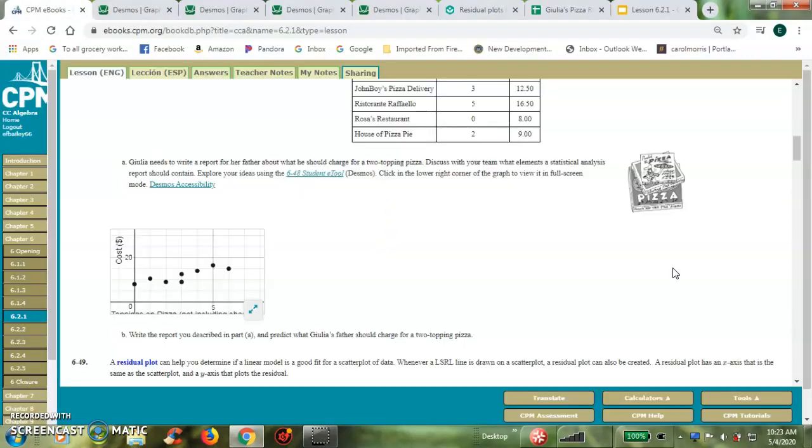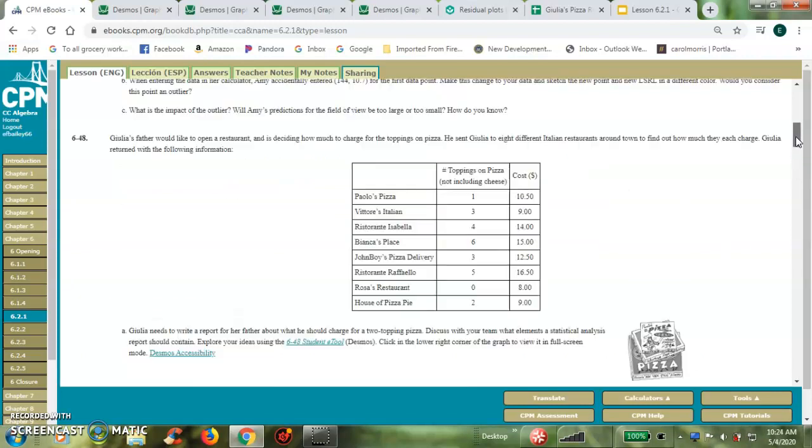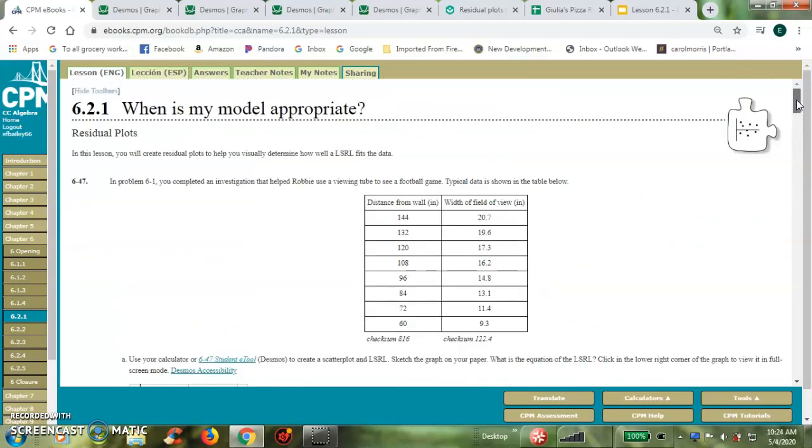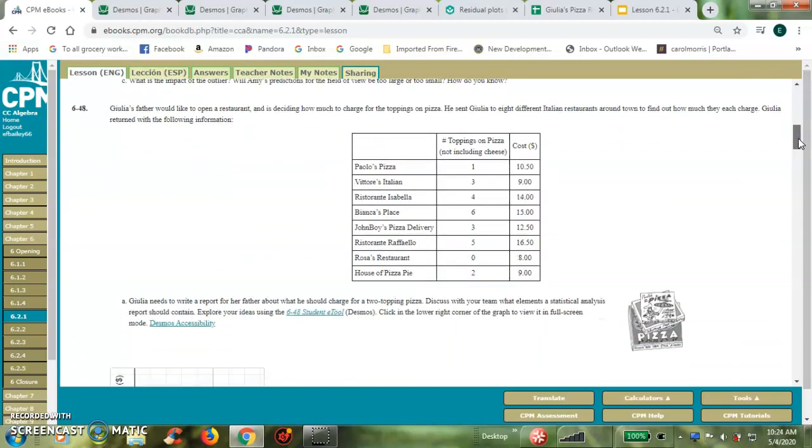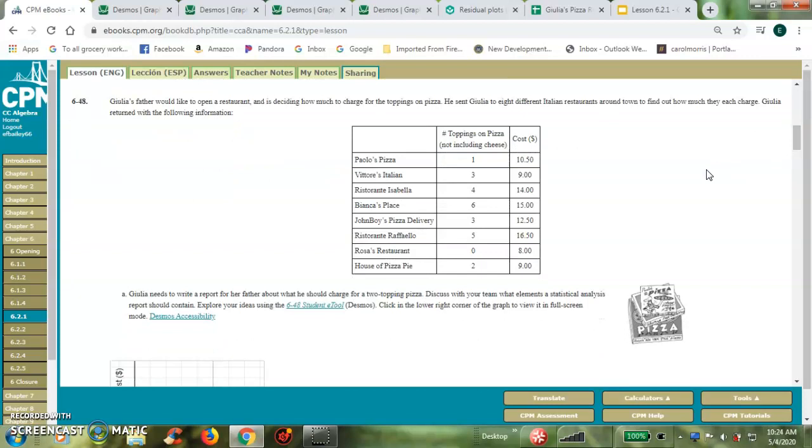You can see this lesson starts with 647. We're not going to do that problem. We're going to start right away with 648. So what I'd like to do is just read it for you first, and then we'll go from there.